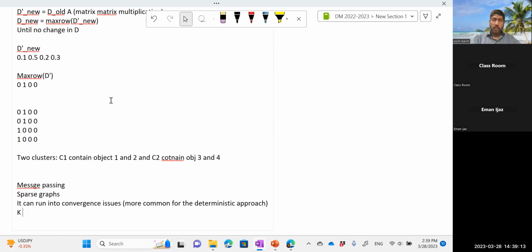What else? So K is not needed as input. So number of clusters आपने नहीं बताने start में. End पे आपको खुद ही वो जो भी natural clusters हैं उसमें वो आपको मिल जाएंगे. So this is actually a benefit. It's not a negative.